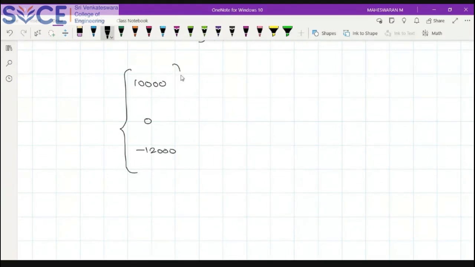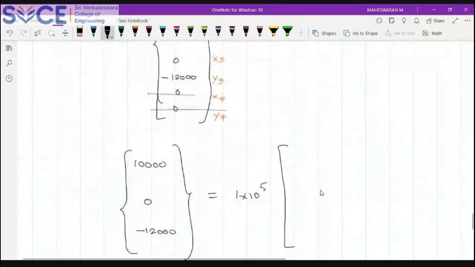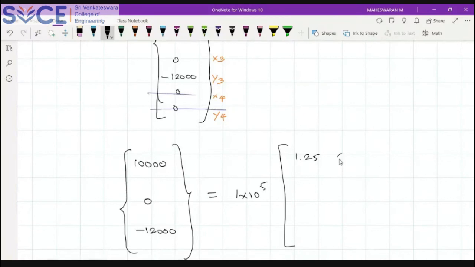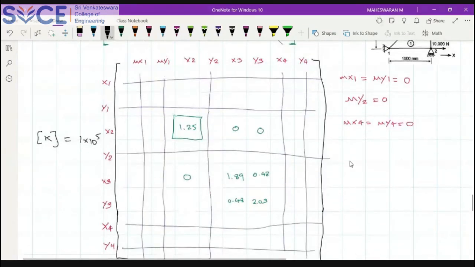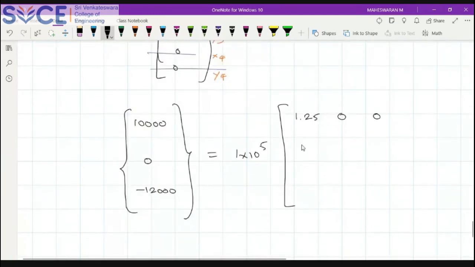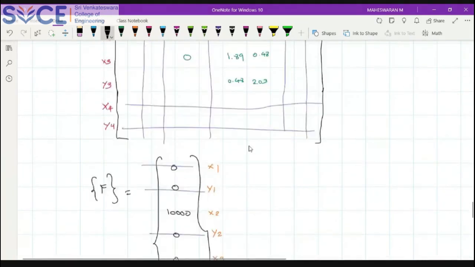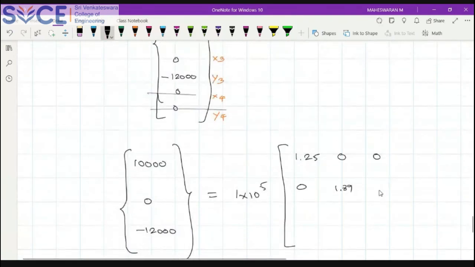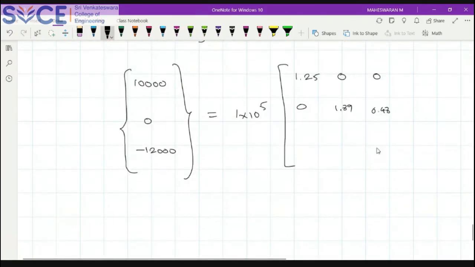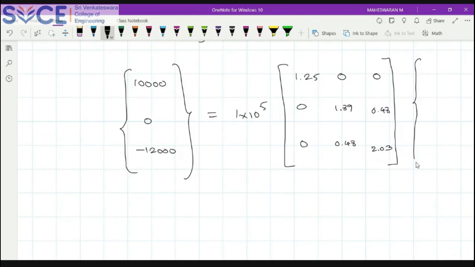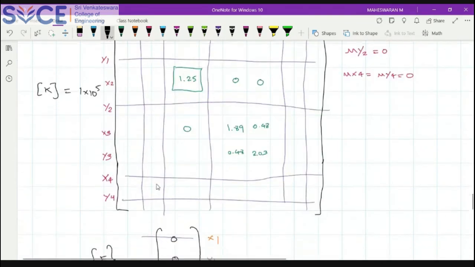So F is equal to K. K is 1 into 10 power 5 times the remaining terms of K. What are the remaining terms? 1.25, 0, 0, then 0, 1.89, 0.48, and the last row 0, 0.48, and 2.03. So it is symmetrical, and this side is also 0. Into what is my displacement matrix?